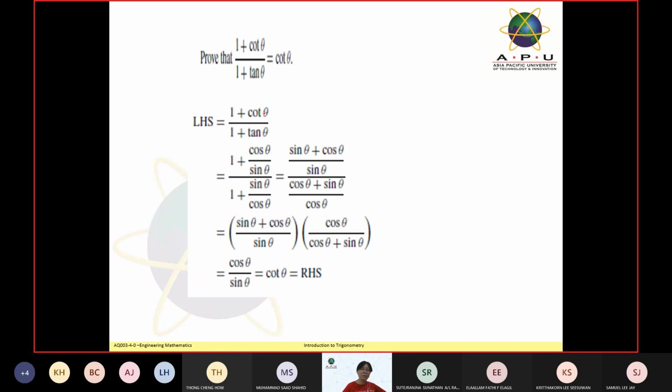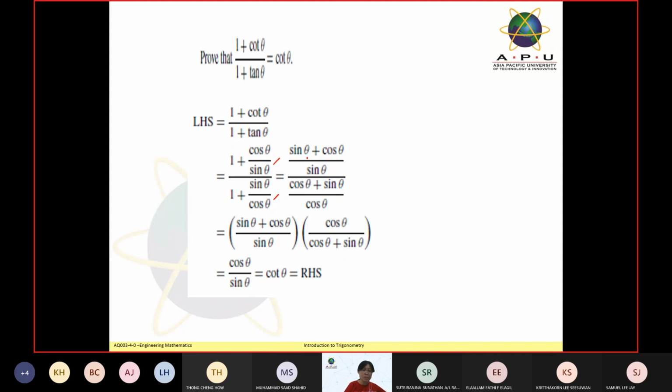Okay, we have one more question. Prove that 1 plus cotangent theta over 1 plus tangent theta equals cotangent theta. We start from the left-hand side: 1 plus cotangent over 1 plus tangent. Cotangent is actually cos over sine, and tangent is sine over cos. Then we write it with a common denominator.